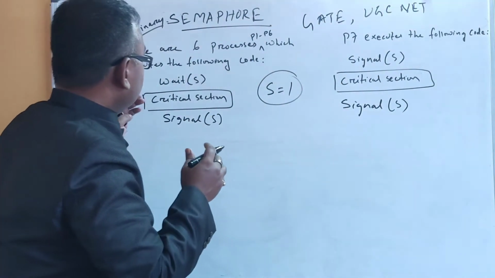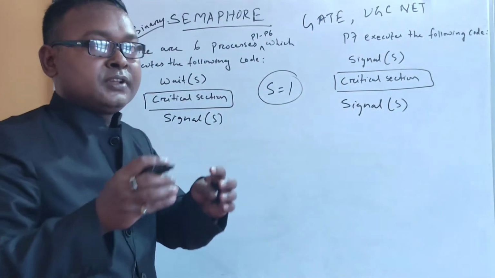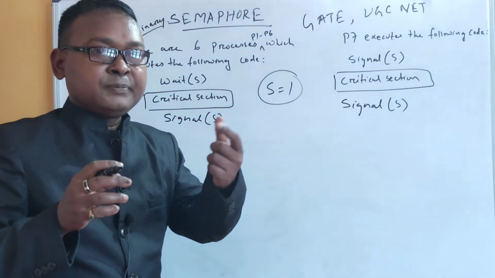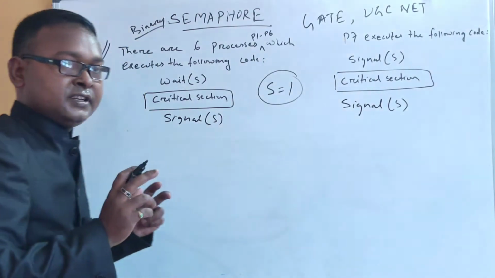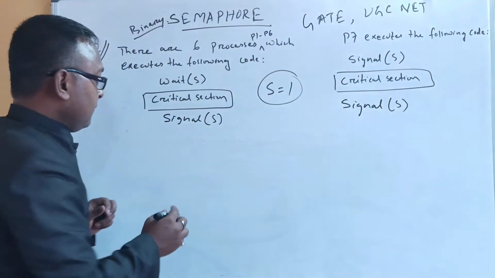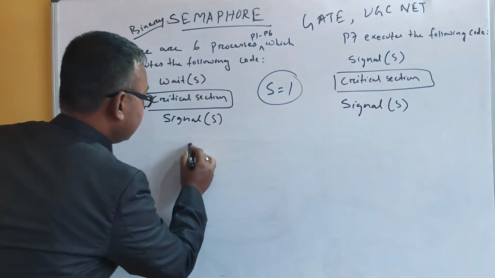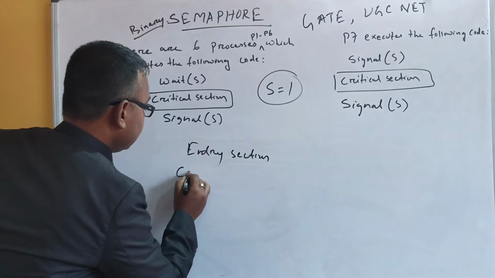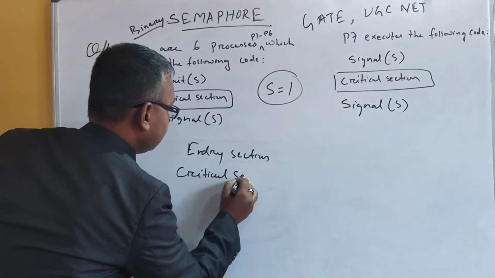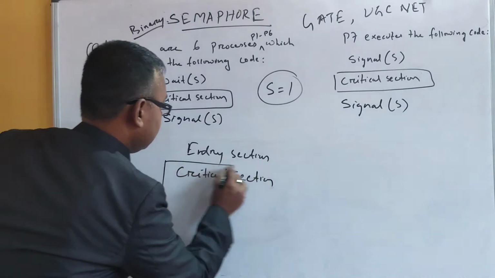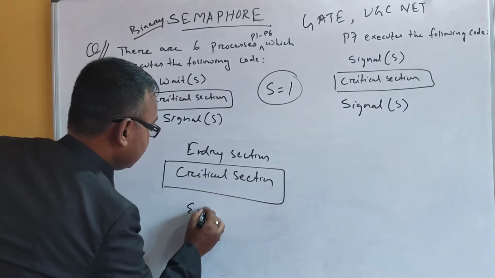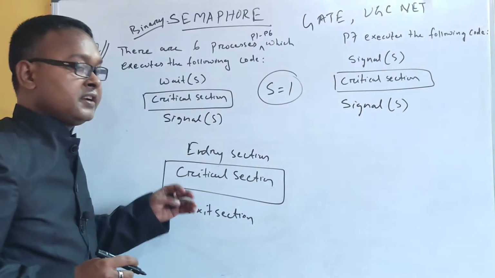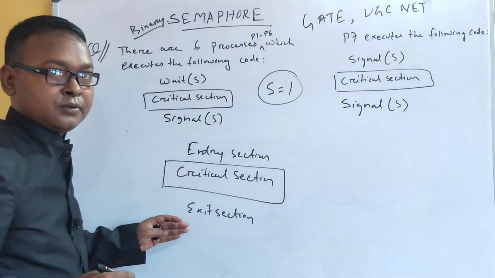A process that wants to enter into the critical section needs to execute the special code to take the permission that we have discussed in the binary and counting semaphore, right? So what is that special code? Entry section, critical section, and the exit section. Any process that wants to enter into the critical section needs to execute this particular code, right?